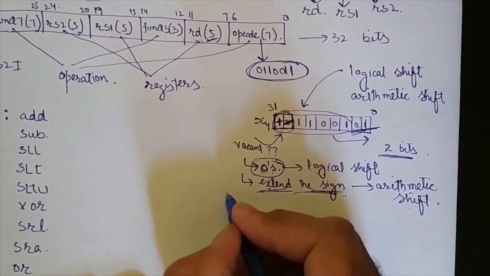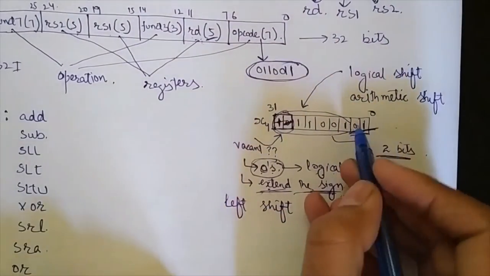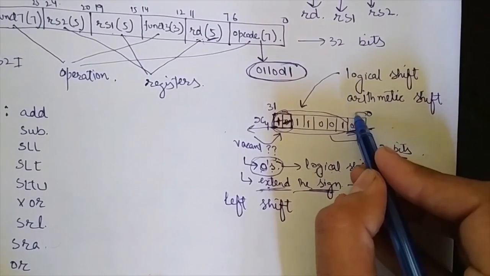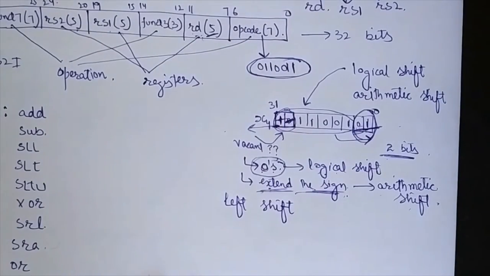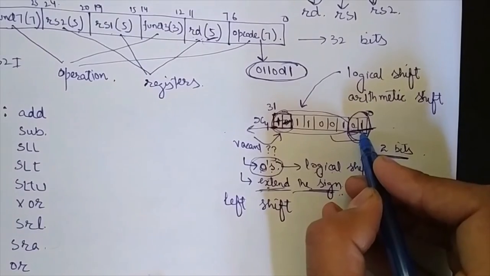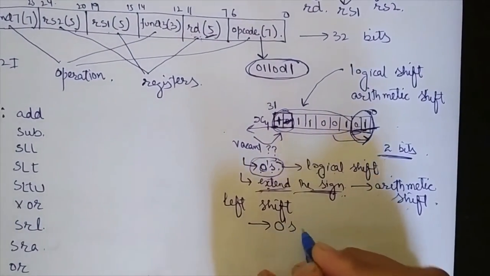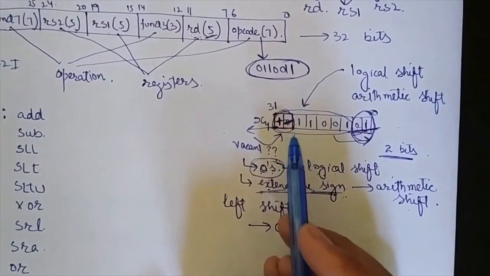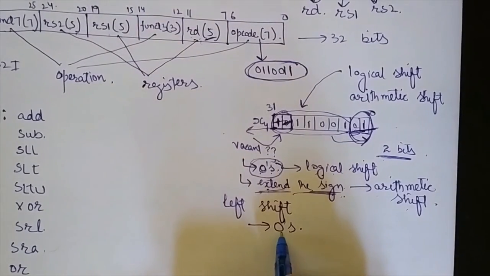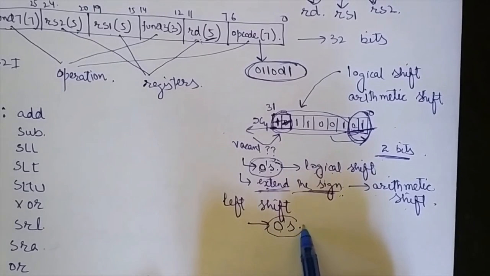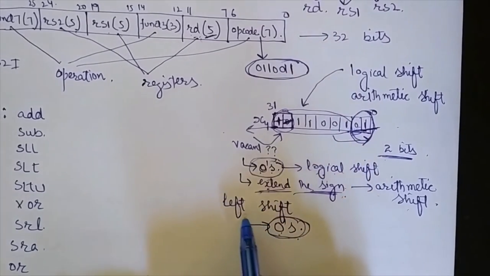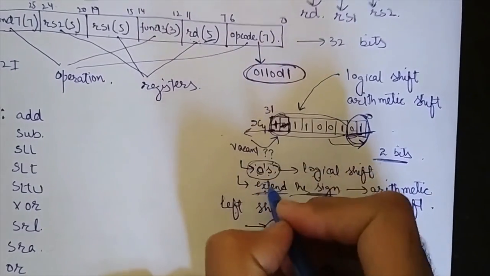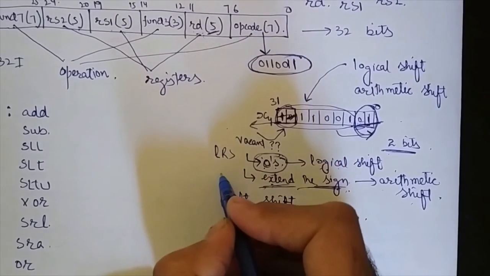Likewise, we have a left shift. Left shift means we are shifting the bits to the left. Left means that the most significant bits will go out, and some bits in the least significant position will remain vacant. These vacant positions in the least significant position are always filled with zeros. We cannot extend the sign from the least significant position; we can only extend the sign from the most significant bits. So the only strategy available is to fill the vacant least significant bits with zeros. So for left shift, we have only logical left shift, and for right shift, we have logical right shift and arithmetic right shift.